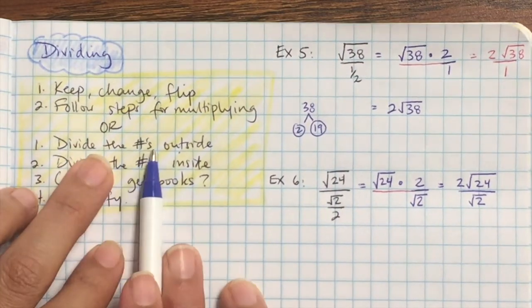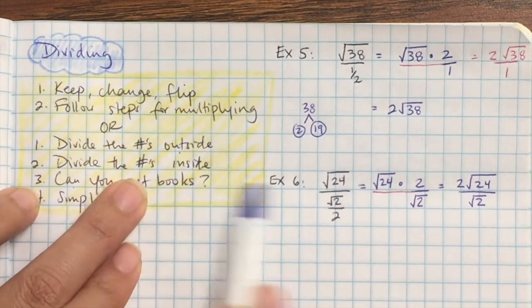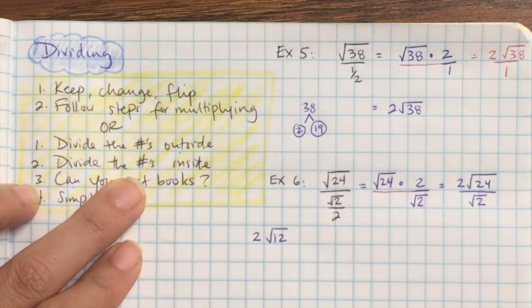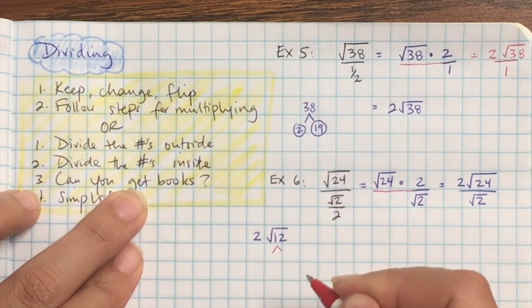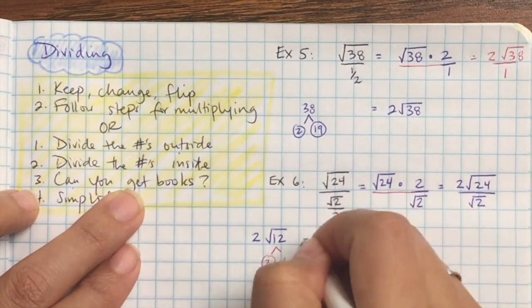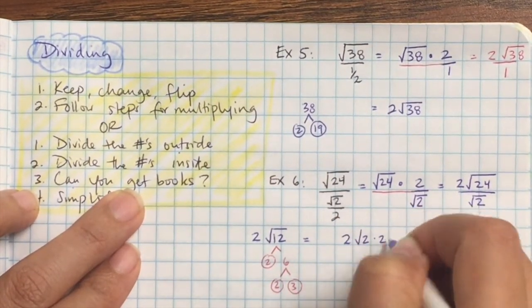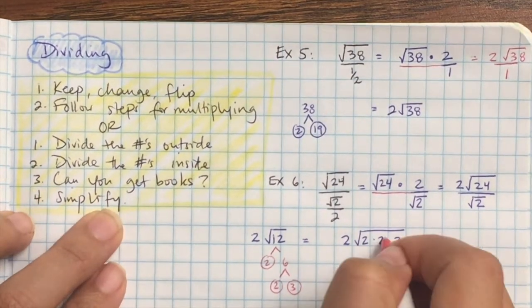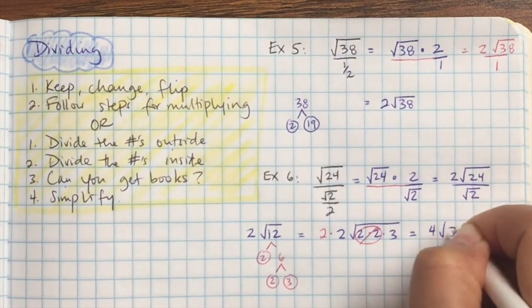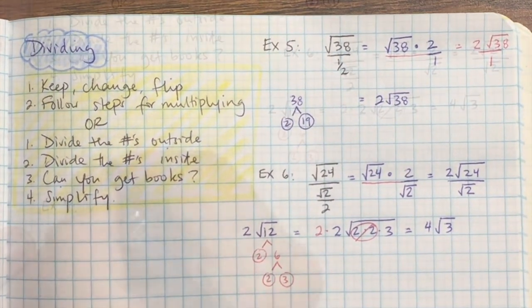And you can do the same thing with dividing. Divide the numbers outside, divide the numbers inside. So there's no outside numbers, so it's going to be 2. And then you can do 24 divided by 2, which will give me radical 12. Check if you can make books. Always check if you can simplify. It's going to break down to 2, 2, and 3, which means I can make a book of 2. So make a book of 2, cross it out, put it outside. All right, combine the outside, which is going to be 4, and then what's left inside, radical 3.